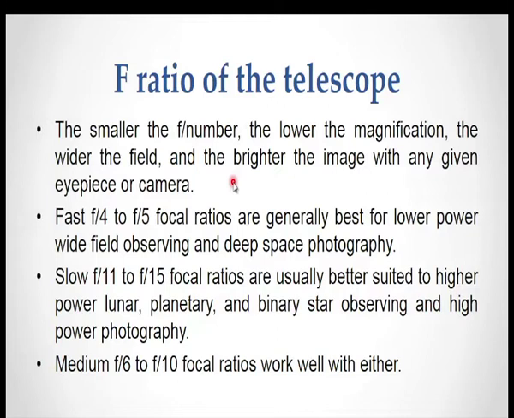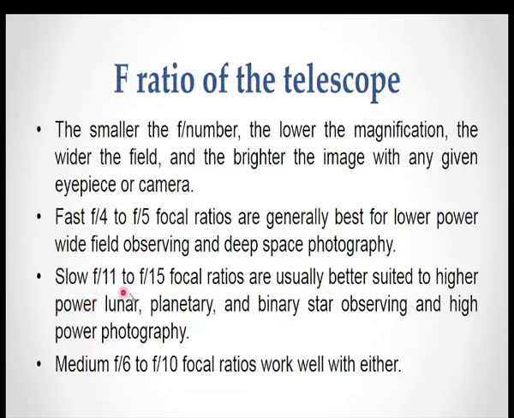Faster f4 to f5 focal ratios are generally best for lower power, wide field observing and deep space photography. So, if you want to go for deep space photography, the f ratio of the telescope should be between f4 to f5 and it should be fast. So, in a telescope, smaller and faster tells about the time the aperture takes to open and close. So, that's the smaller and faster meaning.